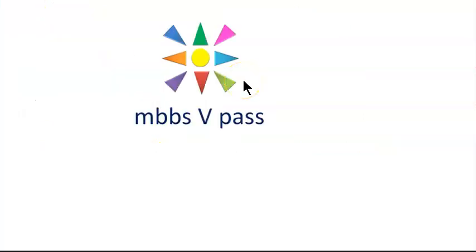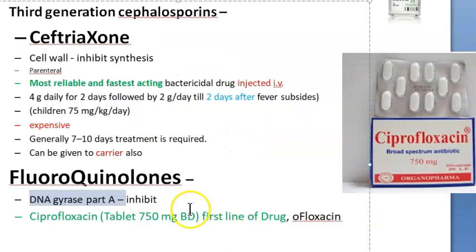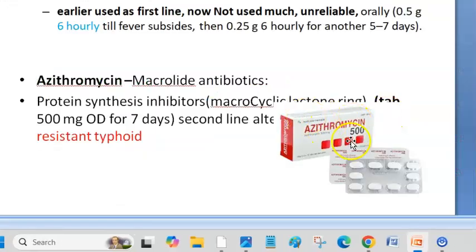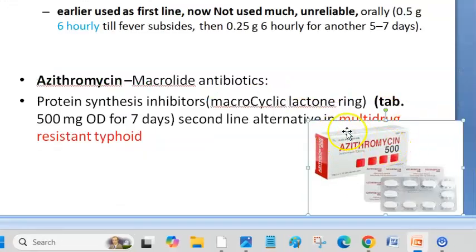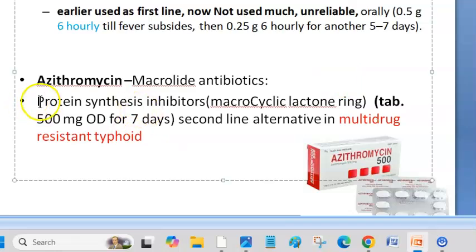How do you think the cephalosporins third generation work? Okay, they are doing cell wall inhibition. They will inhibit the synthesis of cell wall. I will put it like this: cell wall synthesis inhibit. That is about ceftriaxone. How do you think azithromycin works? Azithromycin, macrolide antibiotic, it will do protein synthesis inhibition. Macrocyclic lactone ring, something they have written here.